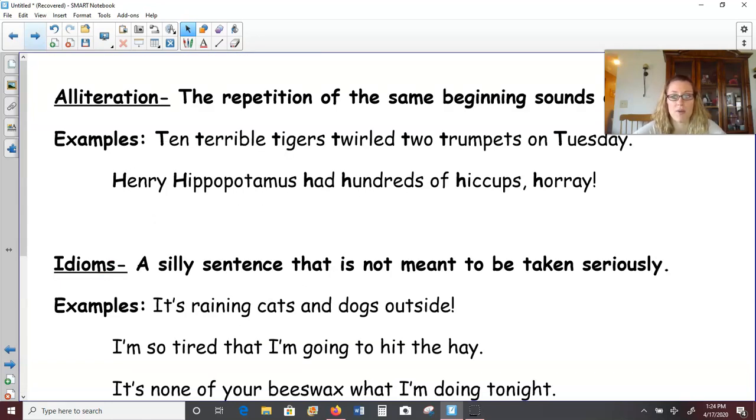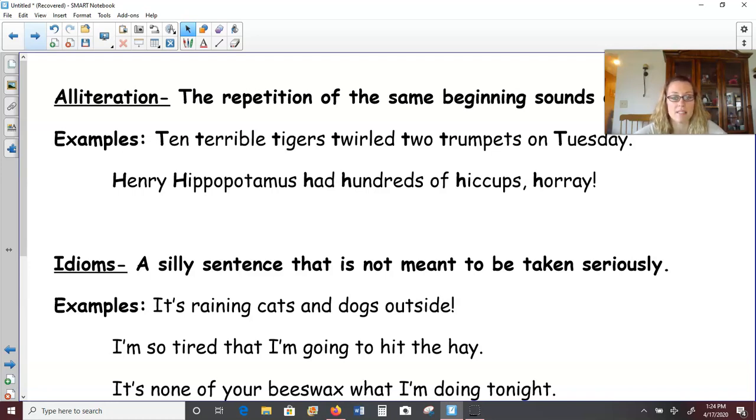Alliteration. I'm sure you have heard examples of this before, especially with the phrase, Sally sells seashells down by the seashore. Alliteration is simply the repetition of the same beginning sounds of a word. In Sally sells seashells, you hear a lot of the S sounds being used. Some other examples I have here: Ten terrible tigers twirled two trumpets on Tuesday. You hear a lot of the beginning T sounds.